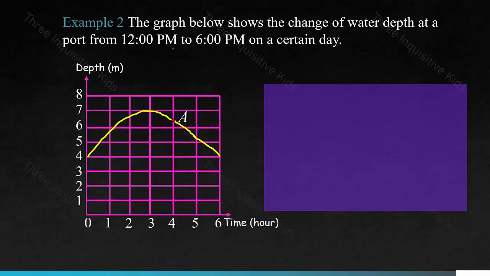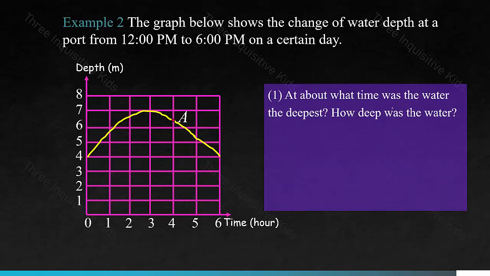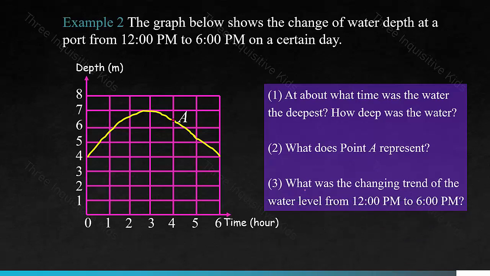The graph below shows a change of water depth at a port from 12 o'clock p.m. to 6 o'clock p.m. on a certain day. At about what time was the water the deepest? How deep was the water? What does point A represent? And what was the changing trend of the water level from 12 p.m. to 6 p.m.?